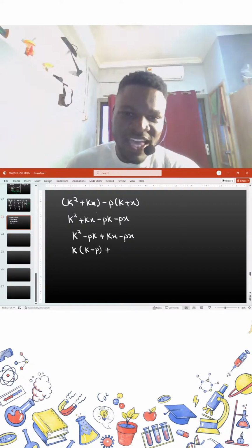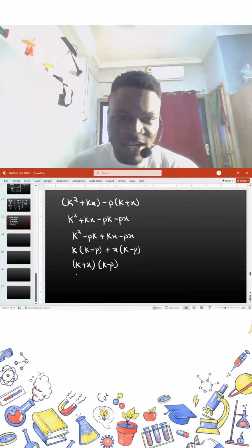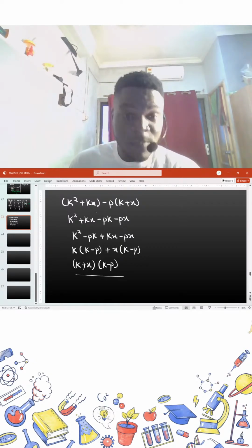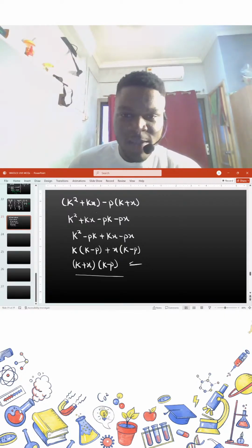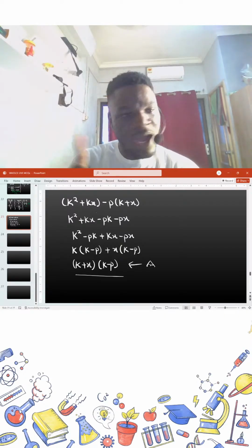Over here, we have kx and then minus px. X is common, so I bring out the x, then into bracket, the k will be left over here, and minus p will be left. If I group the k and the positive x, I have (k plus x) and then (k minus p). So my final answer is (k plus x)(k minus p), and this is option A as our answer for that particular question.